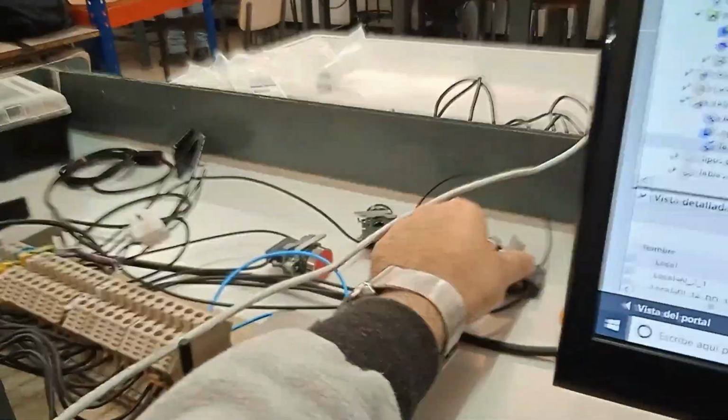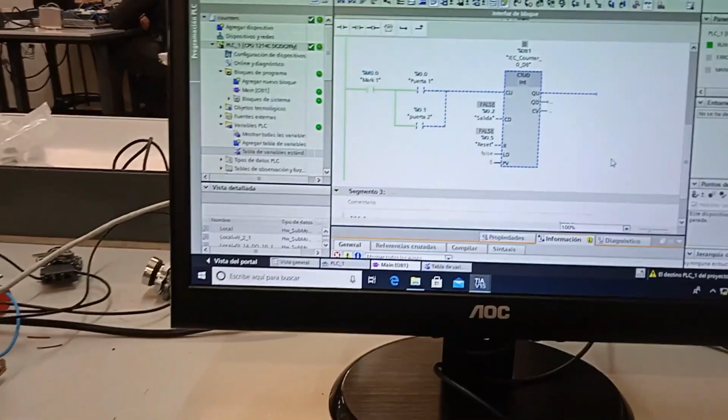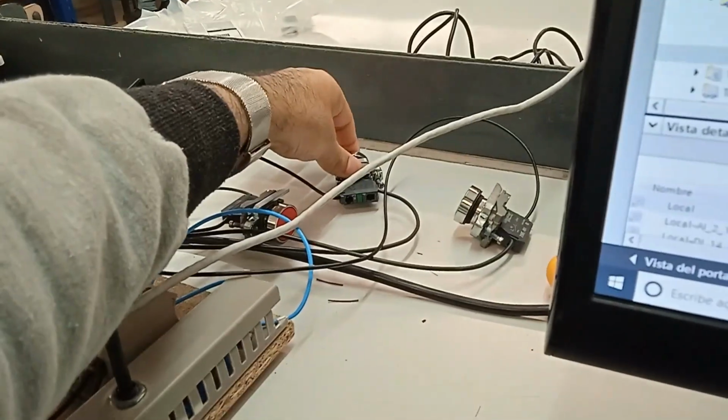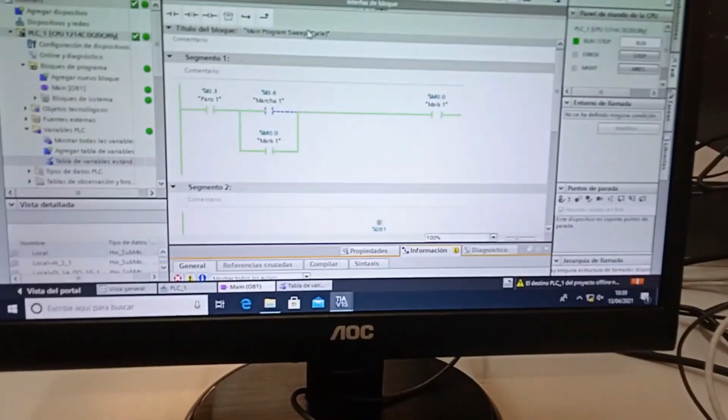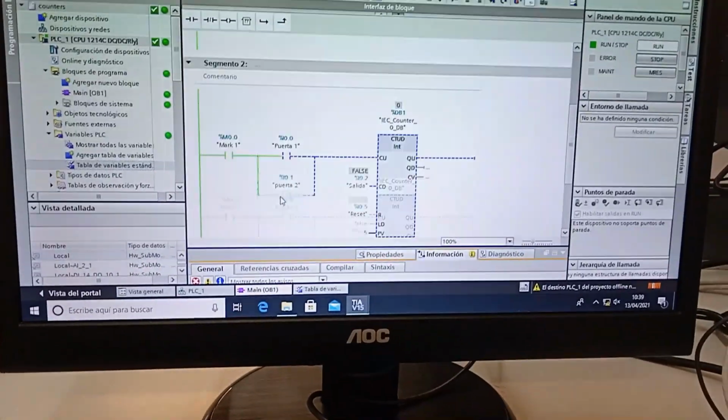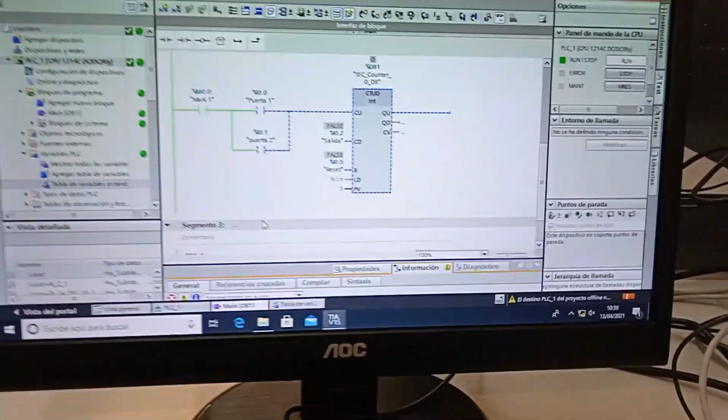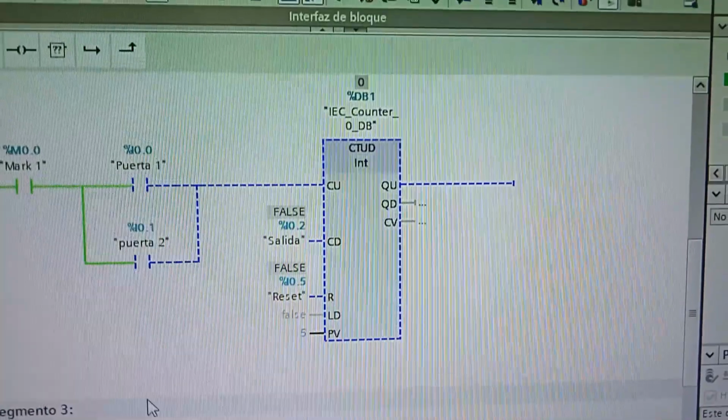You can reset here. Once again, you can see that first of all I press our start button for starting this program. Now you can see that our counter is working.